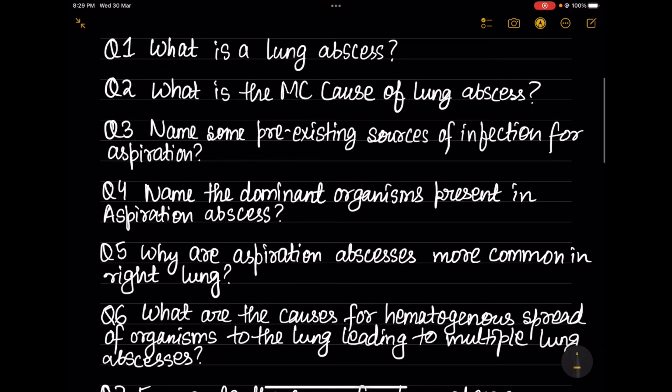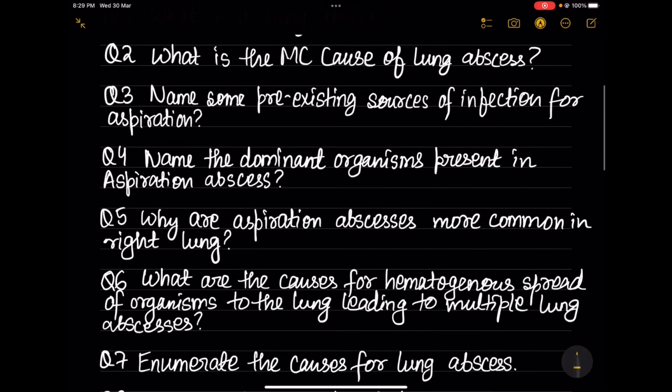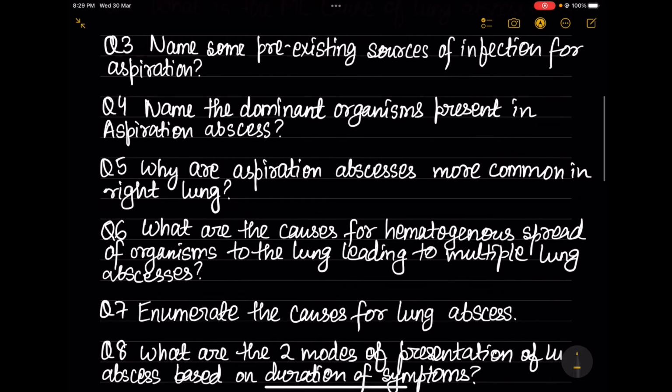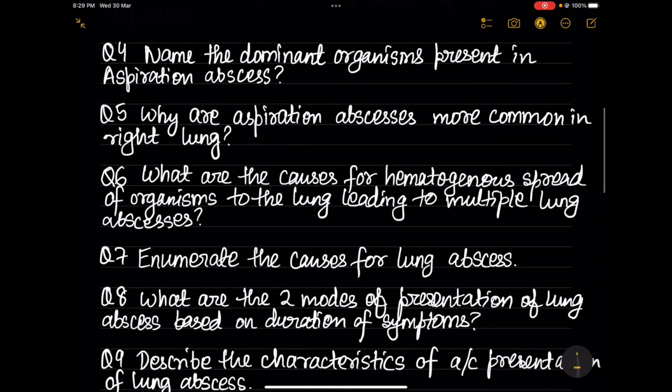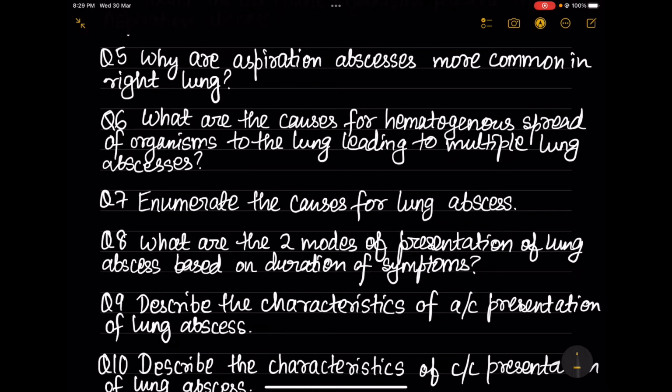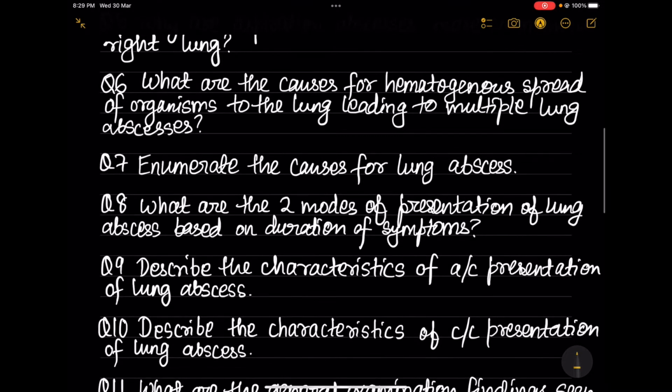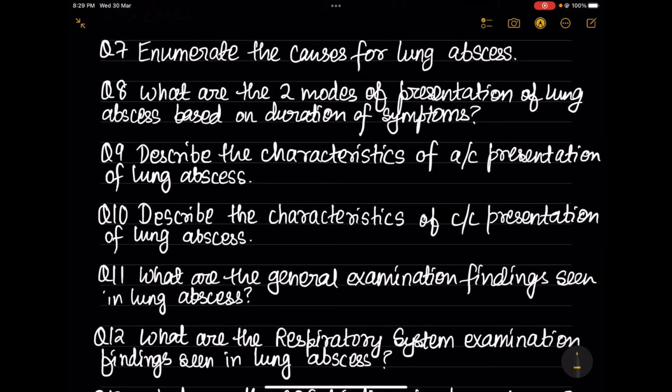What are the causes for hematogenous spread of organisms to the lung leading to multiple lung abscesses? Next is enumerate the causes for lung abscess, so basically the etiology of lung abscess. What are the two modes of presentation of lung abscess based on duration of symptoms? Then we have describe the characteristics of acute presentation of lung abscess and describe the characteristics of chronic presentation of lung abscess.